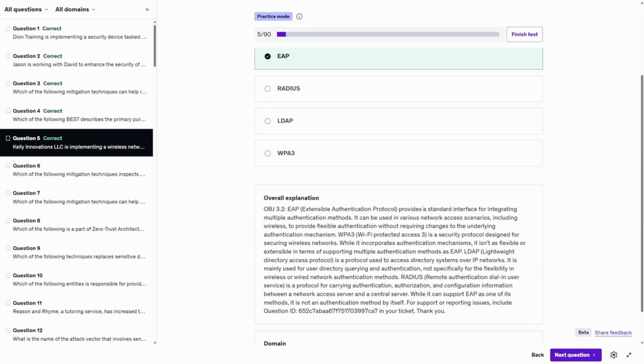So EAP provides a standard interface for integrating multiple authentication methods, hence the name extensible. It can be used in various network scenarios, including wireless, to provide flexible authentication without requiring changes to the underlying authentication mechanism. And then WPA3 is a protocol designed for securing wireless networks. And while it does have authentication mechanisms, it's not quite as flexible.